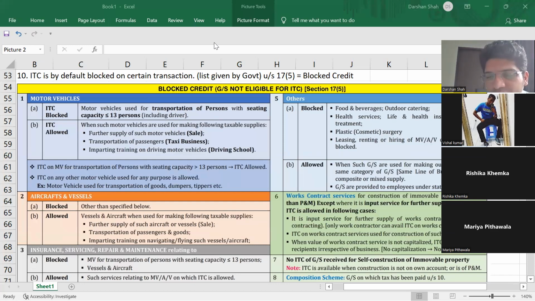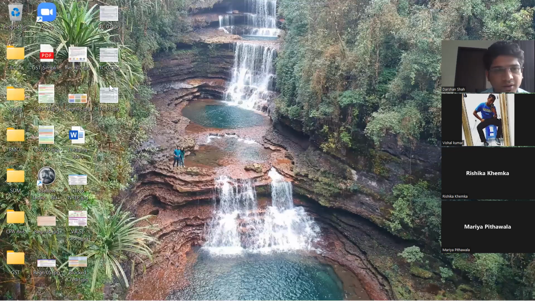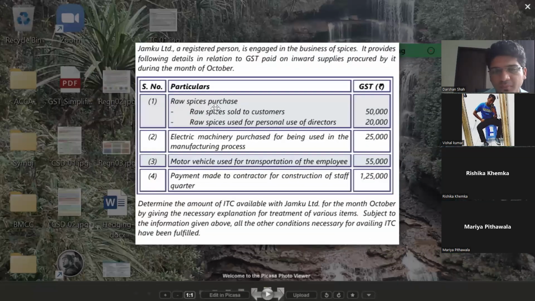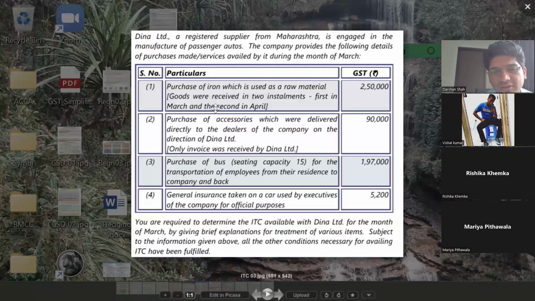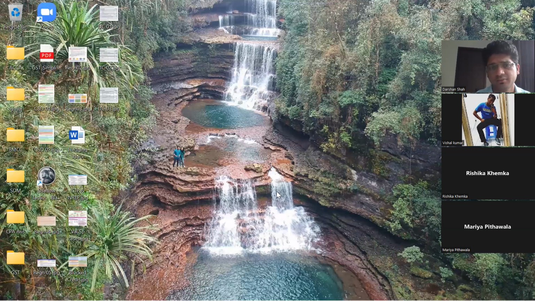We don't have numericals from blocked credit, only theory? No, you will have it. Because when you get a sum, for example, I'll just open a question. This is a typical question. This is a BCom level question for ITC. See point number 3. Purchase of bus, seating capacity is 15 persons, for transportation of employees from their residence to company and back. Is this allowed under ITC? So then what will happen?